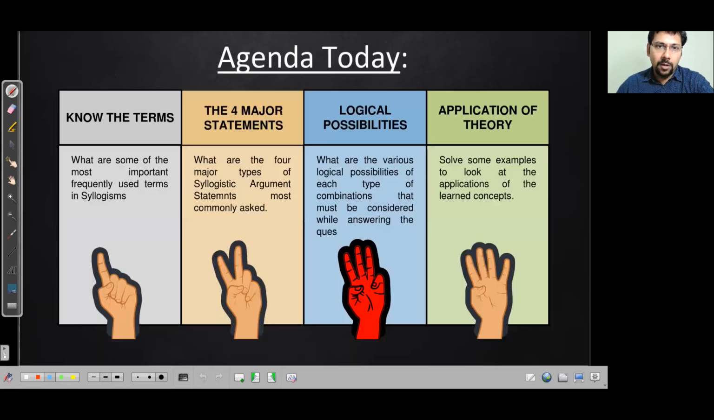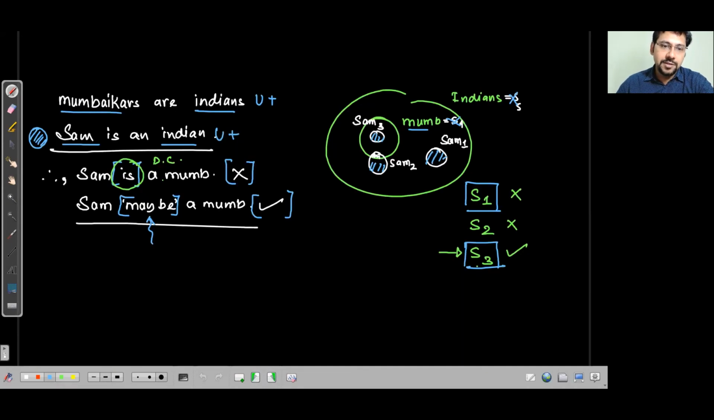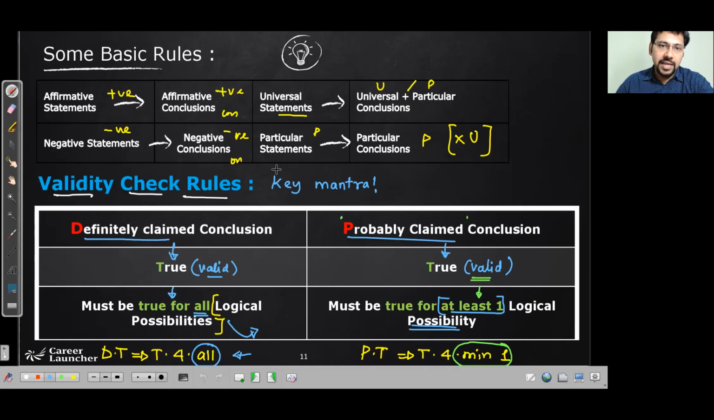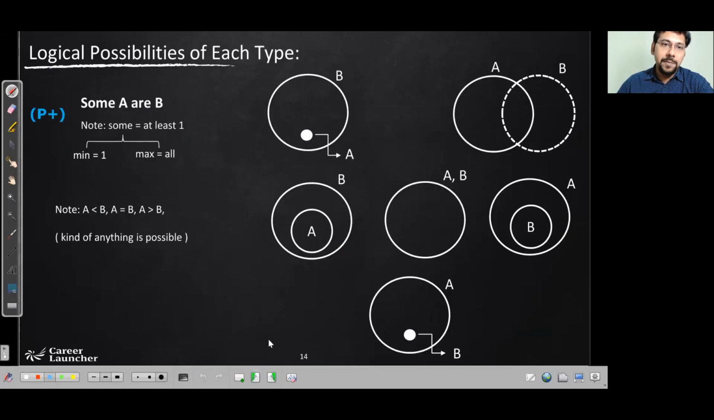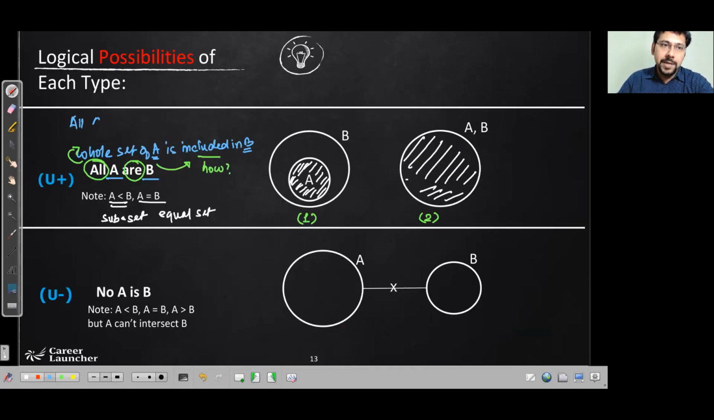Now, why and how? Combining this with the previous key mantra that I just discussed: if any particular definite claim is true, it must be true for all the logical possibilities. If my claim "all B are A" is true, it must be true for all the possibilities, yes or no? I mean, think for a while. Because you're making a definite claim, it needs to be true for all the possibilities, true for all.